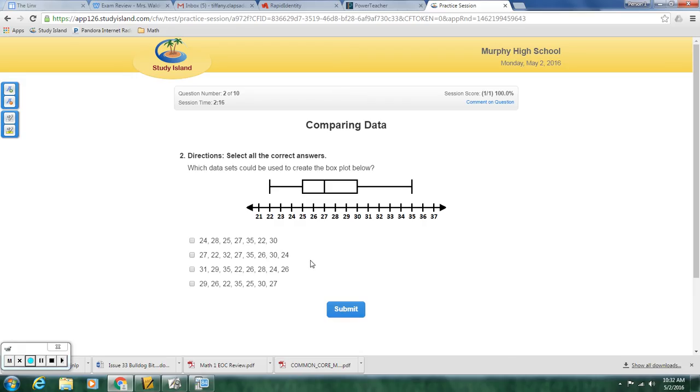So, unfortunately, what are we going to have to do here? We're going to have to put these numbers in here and figure out which one has the same data. Because the first thing we want is a minimum of 22, maximum 35, which we know. These are the important numbers. Q1 is 25, Q2 is 27, Q3 is 30. So which one do you want to start with?